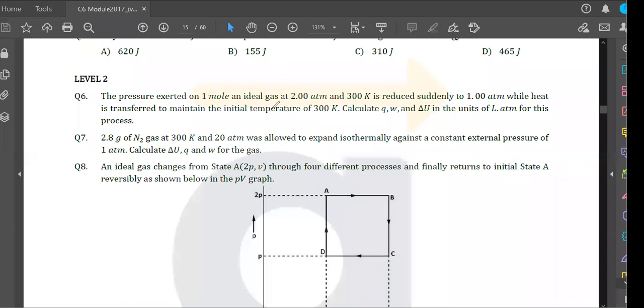So let's see question 6 first. The pressure exerted on 1 mole of ideal gas is 2 atm. First of all, as always, write down all the information. So what is the information given? N is equal to 1. I'm just writing over here.